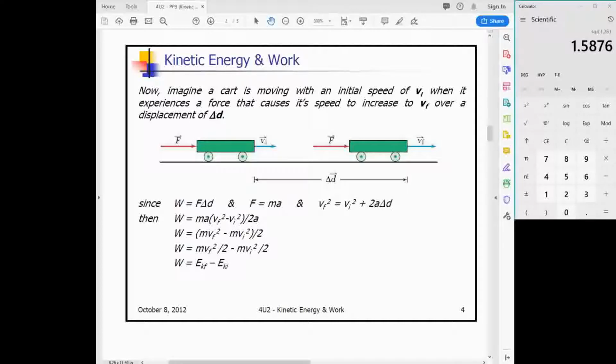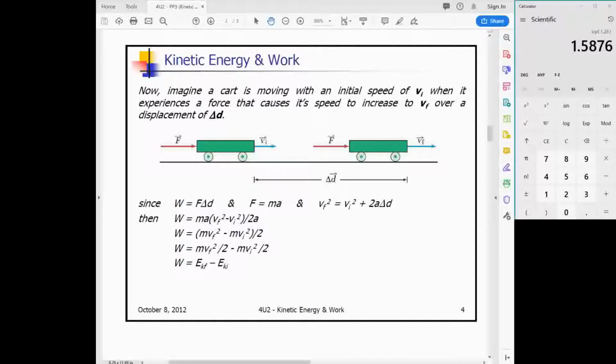So we have a situation here. We have a cart that's moving with an initial speed of vi, and it experiences a force that causes its speed to increase to vf over displacement d. Using this situation, we know that work equals force times displacement. We know that force equals mass times acceleration. We also know that vf squared equals vi squared plus 2ad. We can rearrange this into what's called the work-energy theorem.